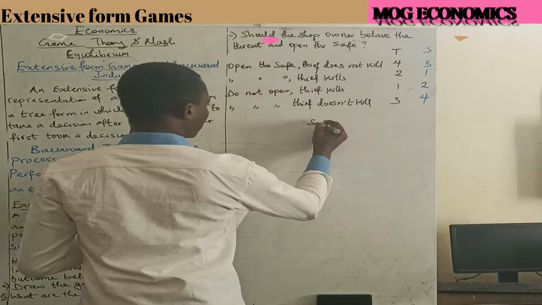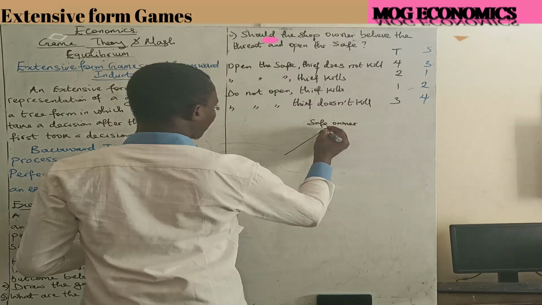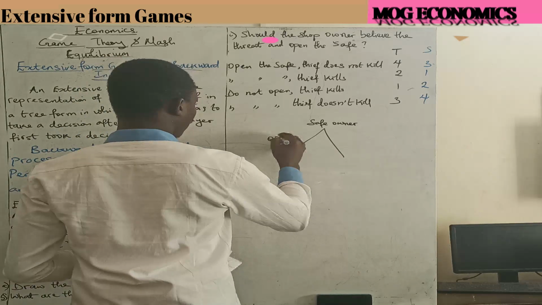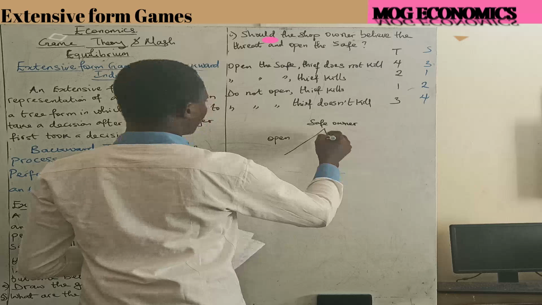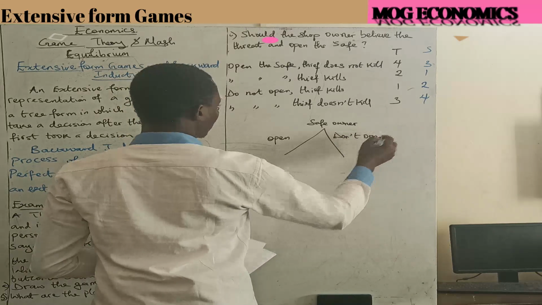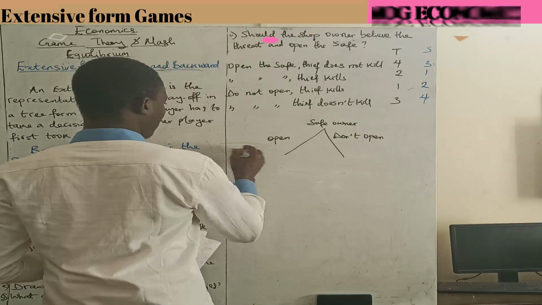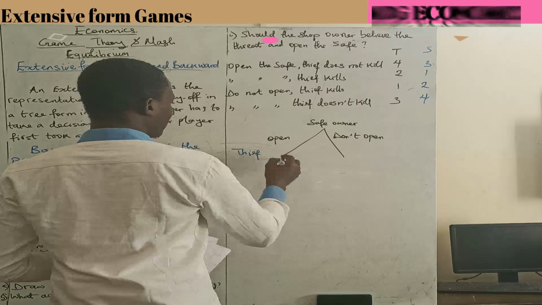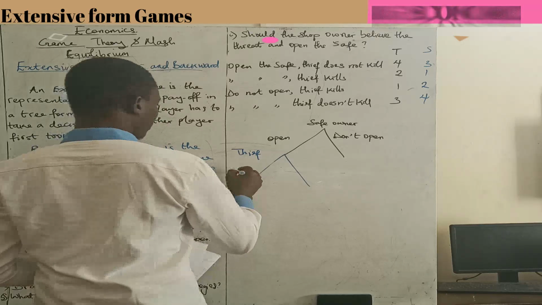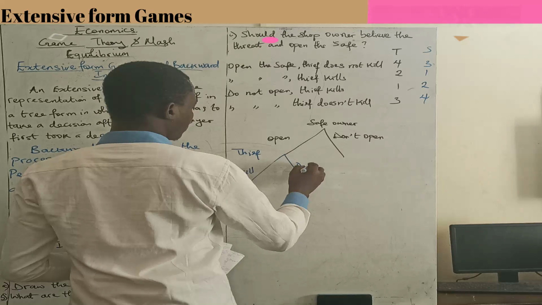The safe owner is the one going first. He has two strategies that he can use. He may choose to open the safe, and he may choose not to open. So it's either open or don't open. Right. So now we have the thief. If the owner opens, the thief can do two things. The thief can choose to kill, and the thief can choose not to kill.